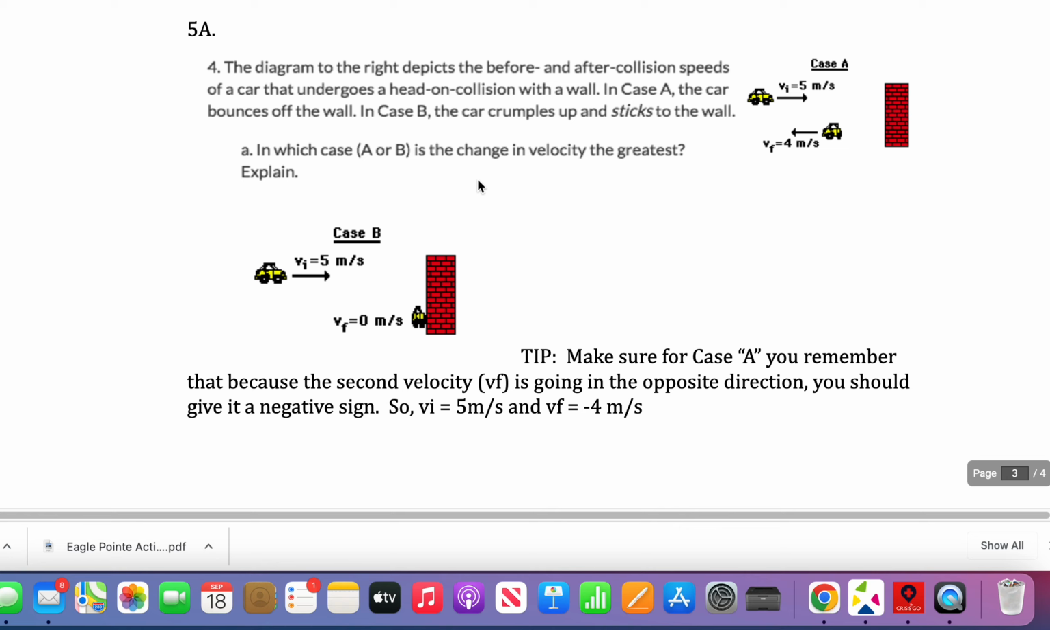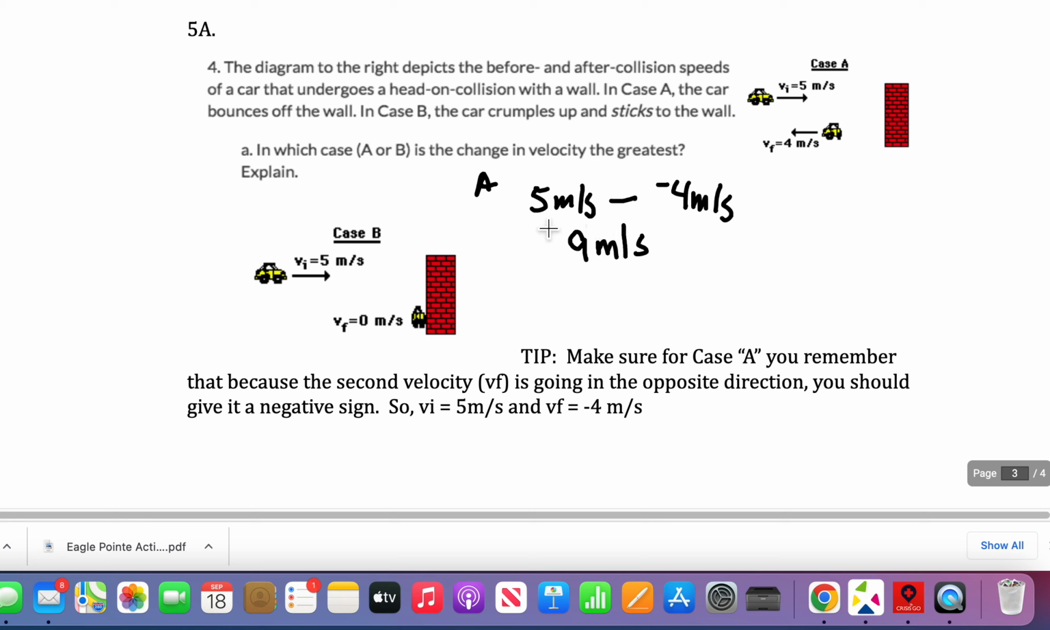They want to know which one's greater. So if we look at just the total magnitude of the change, you take what it was going at the beginning, so for car A, it's going 5 meters per second, but then you're going to take the difference. Then it's going 4, but in a negative direction, so that's negative 4 meters per second. So 5 minus a negative 4 is basically adding. So car A is going to change its velocity by 9 meters per second.